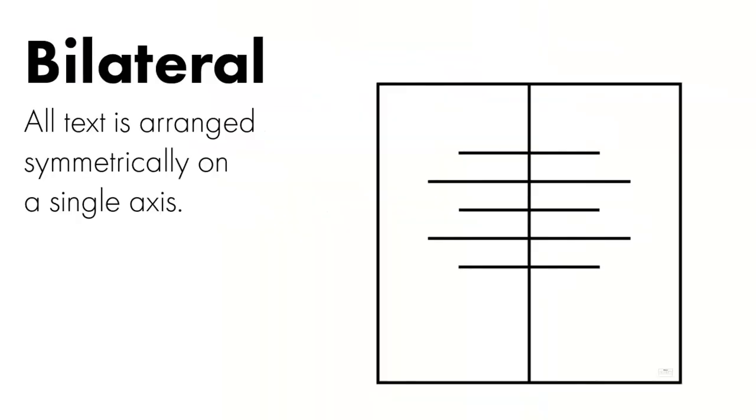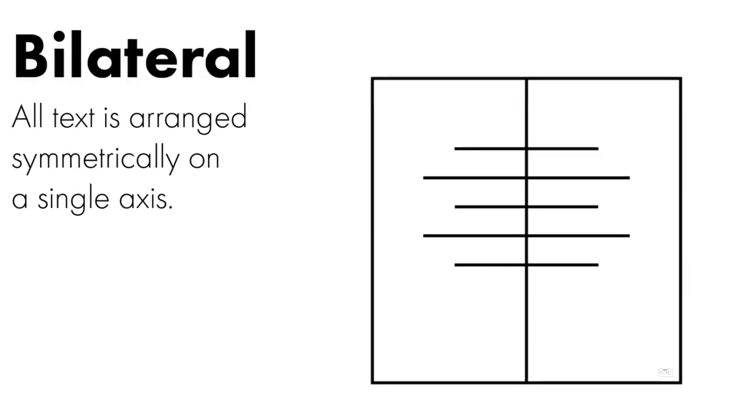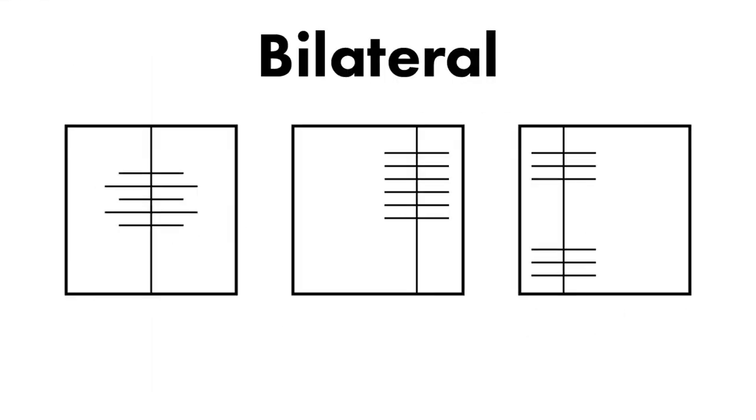The next typographic system is known as a bilateral typographic system. In this system, all the text is arranged symmetrically on a single axis. The axis can be straight down the middle, it can be on the right-hand side, or it can be on the left-hand side. There are infinite ways to make these typographic systems work.